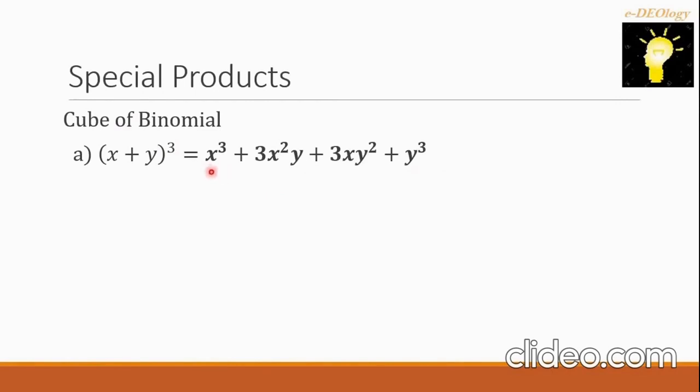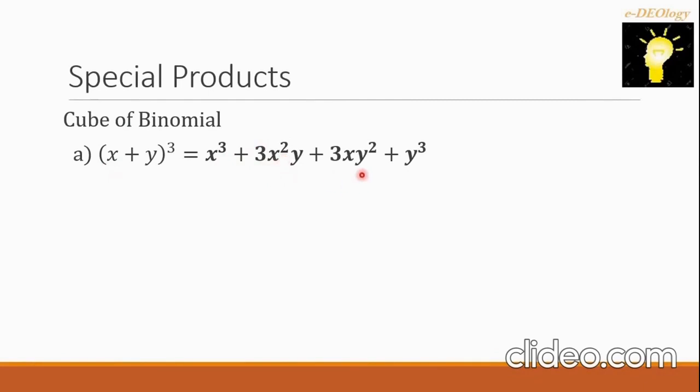The first is x cubed. It comes from the first term here, x, and it is raised to 3. The second term, the constant 3 will always be there. So we're going to multiply the x and the y. But the first term x will be squared. So you see here 3x squared y.